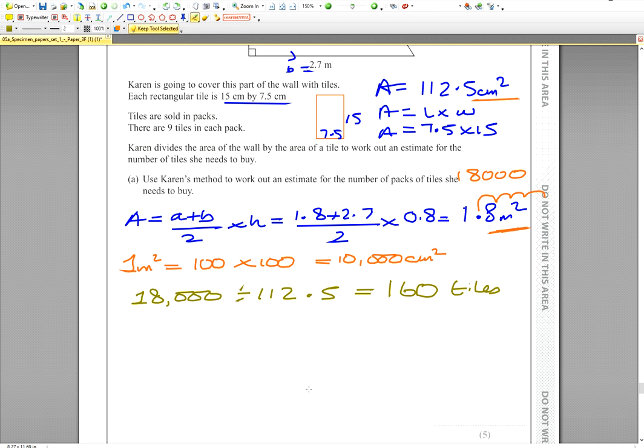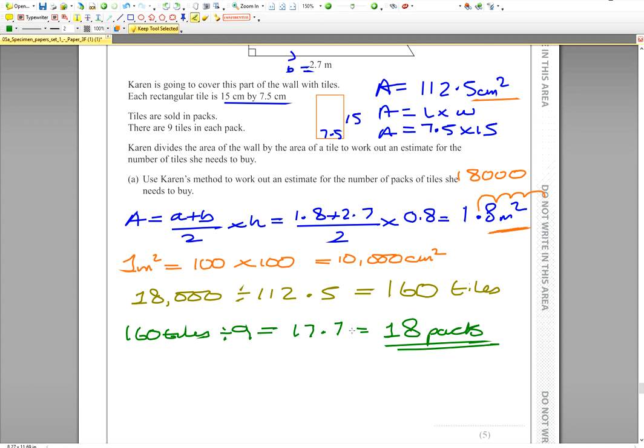Now the tiles are sold in packs of 9. So what's the next calculation? How many packs do you need? So 160 tiles divided by 9. 160 divided by 9 gives us what? 17.7. You can't buy 17.7 packs, so you have to buy a whole number of packs. So you'll buy a little bit extra. So 18 packs are required.